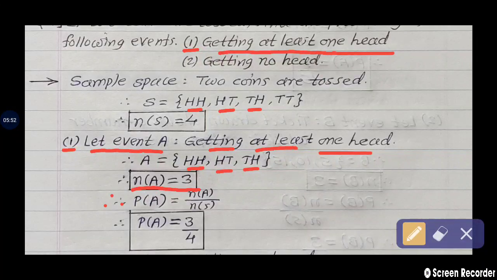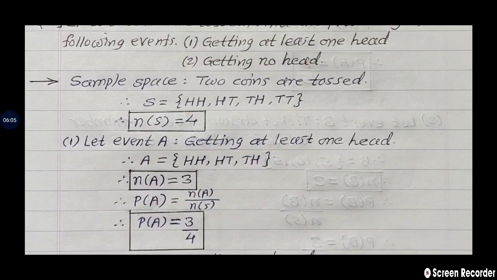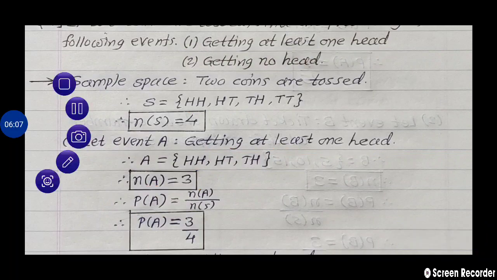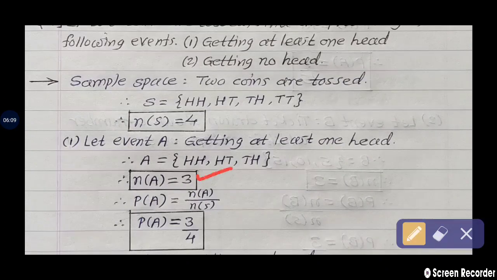Therefore, we write the probability of this event A. So probability of A is equal to N of A divided by N of S. N of A is 3 upon N of S, which is 4. So 3 upon 4 is the probability of event A. All of you understood the answer of this first one?